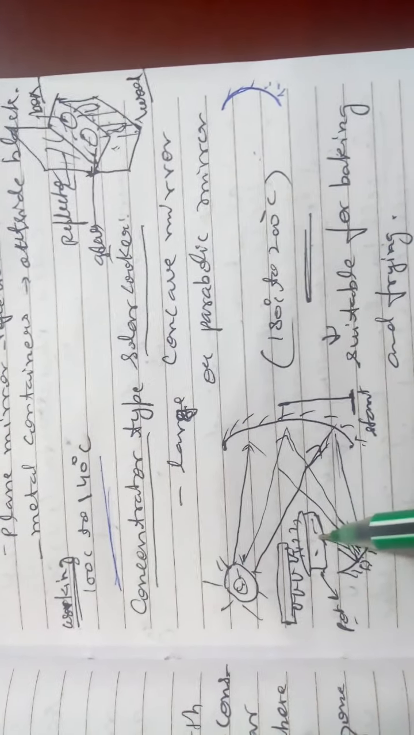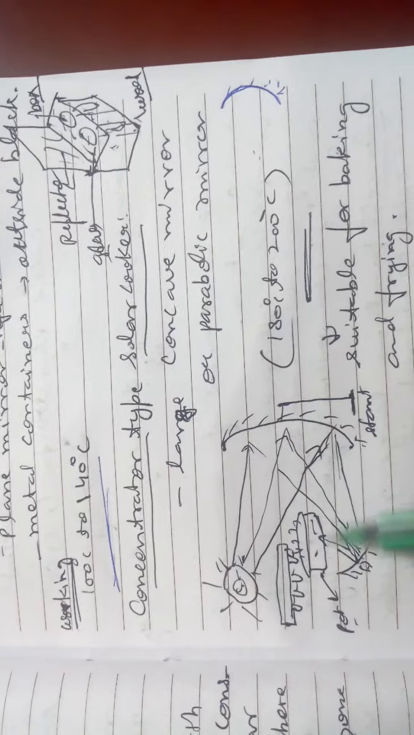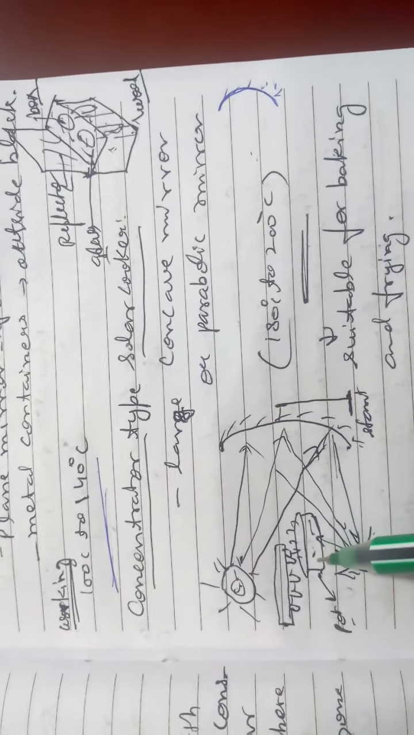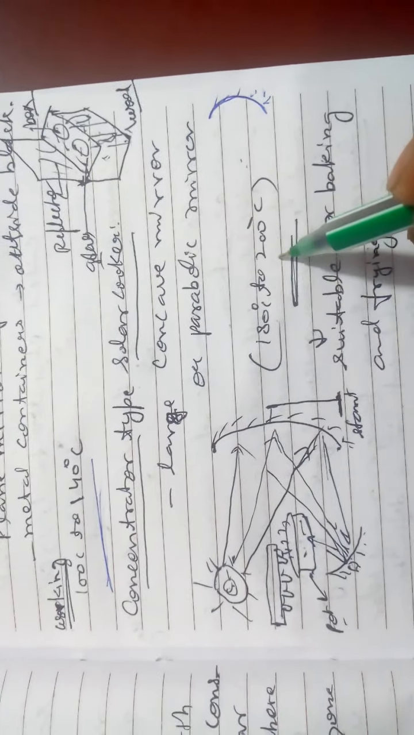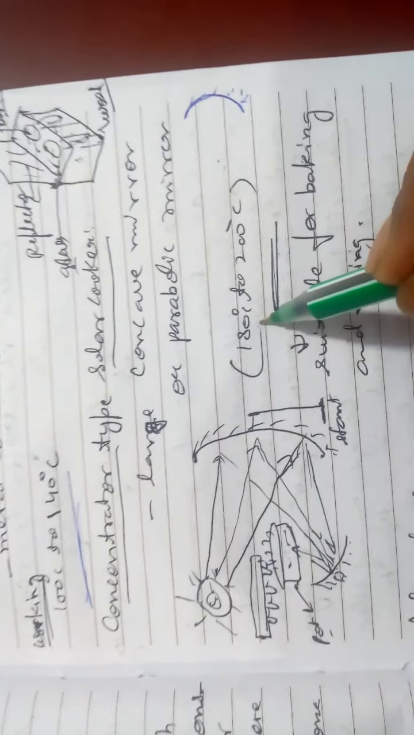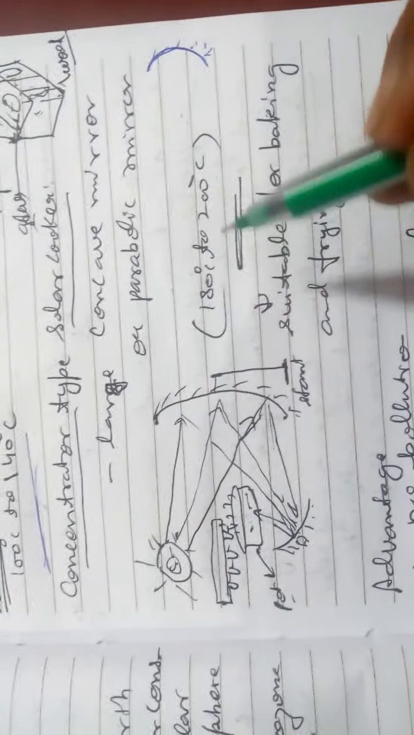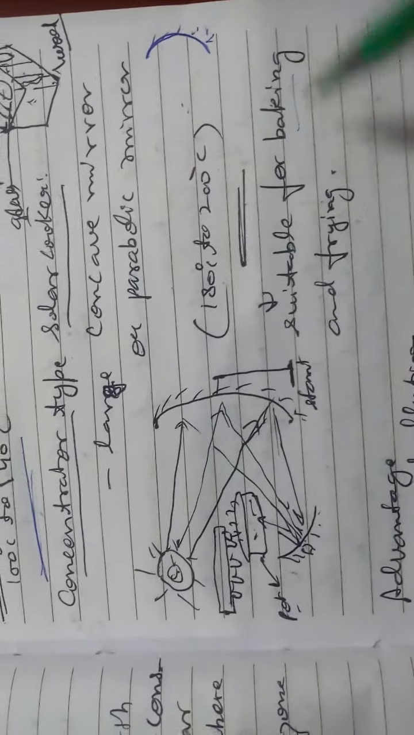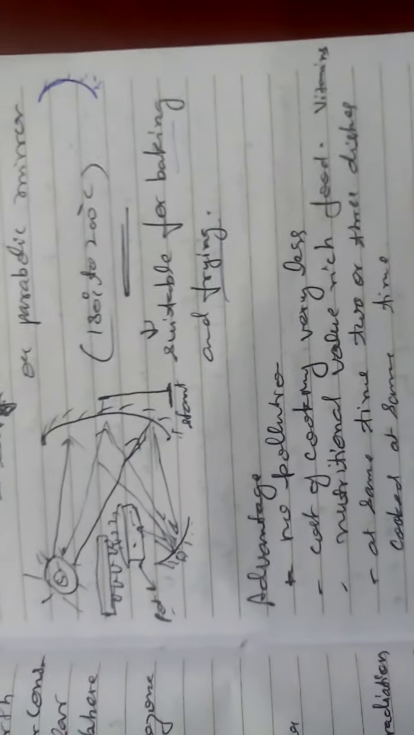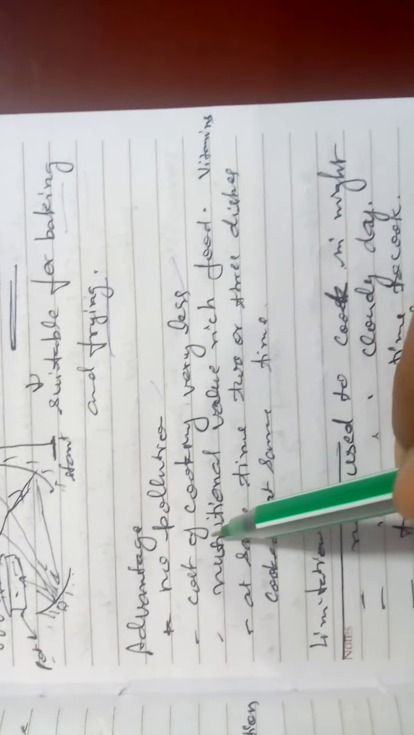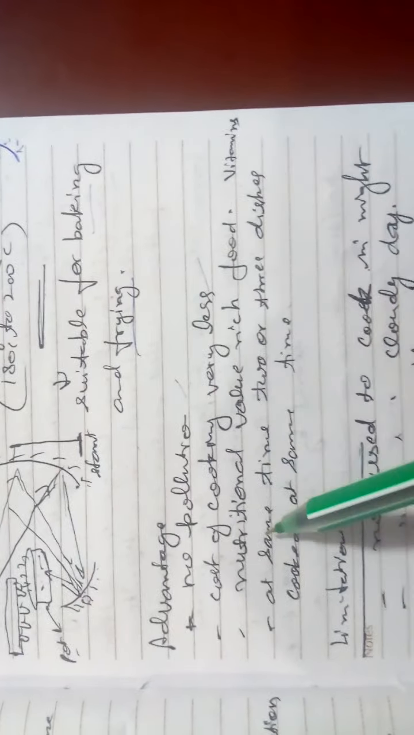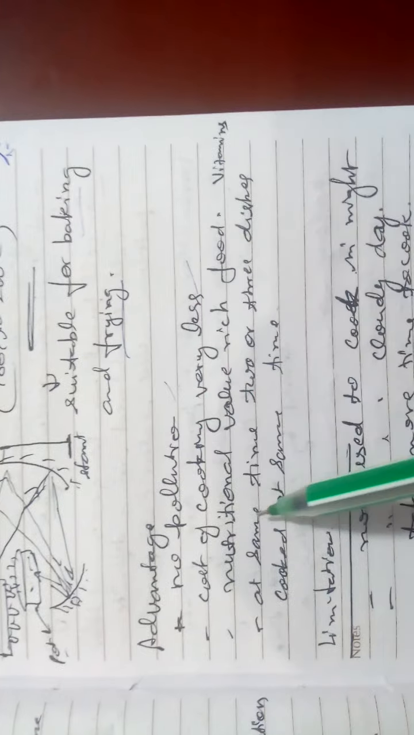and this again reflects and goes under the black color container, and this container's temperature is raised from 180 degree centigrade to 200 degree centigrade. This is suitable for baking and frying and making chapatis. Baking is making chapatis. What is the advantage? It has no pollution. Cost of cooking is very less because you are not paying any bill, as I told in the previous lecture, only purchasing and a one time investment.